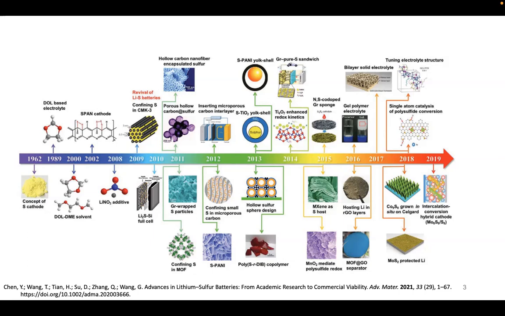Anyway, there's been a lot of engineering done to work on those 2 key factors. 1, suppress the polysulfide shuttling, and 2, increase the kinetics of the sulfur redox chemistry. Okay, and then protect lithium as well, because if you're going to put sulfur against a lithium anode, surely there needs to be some protection there so that you suppress filament growth.